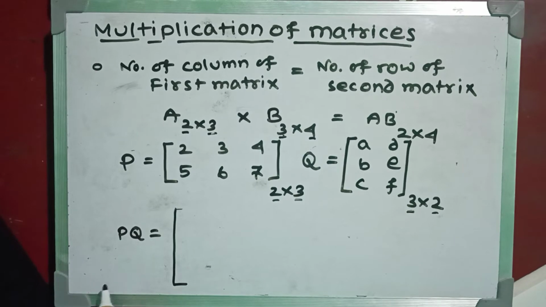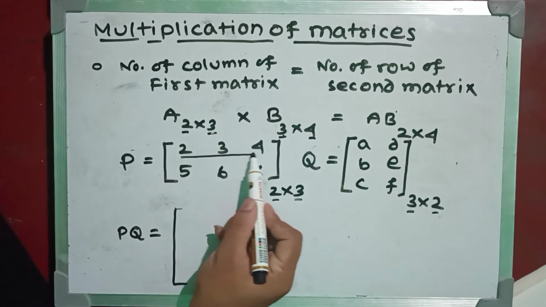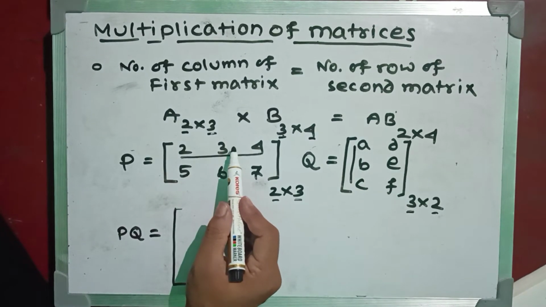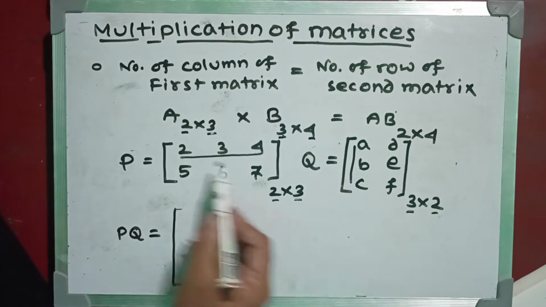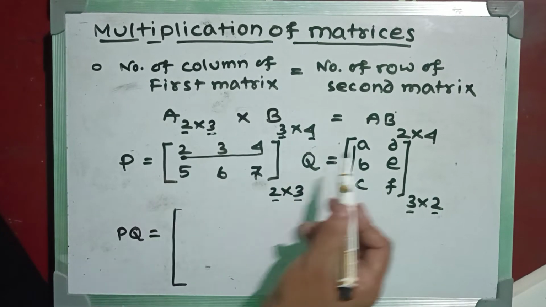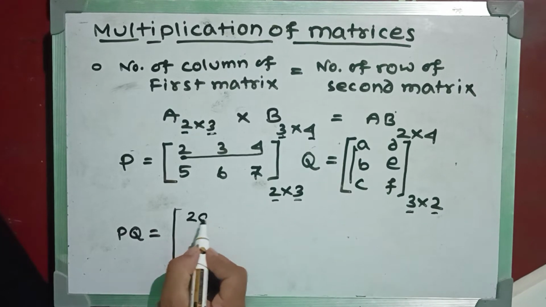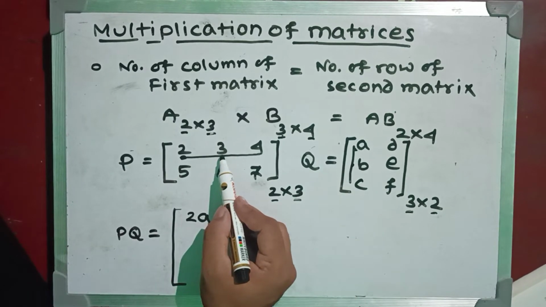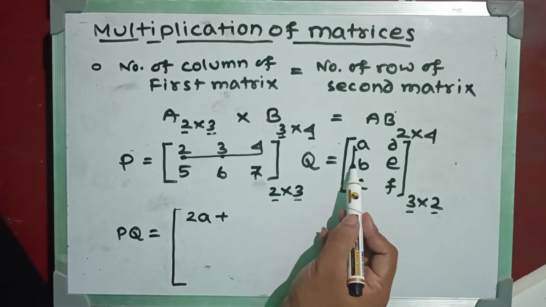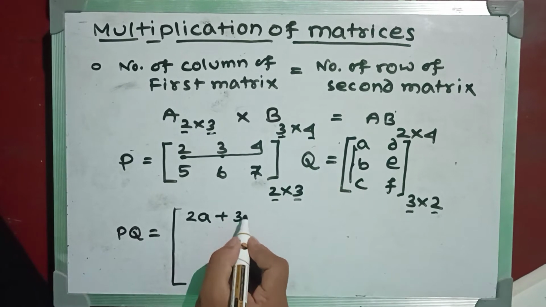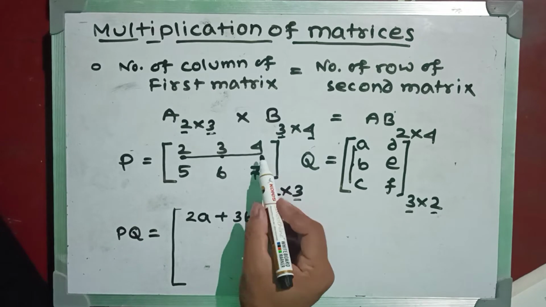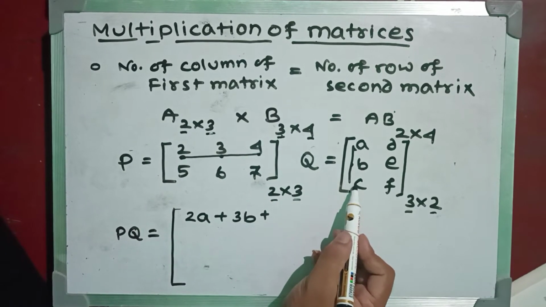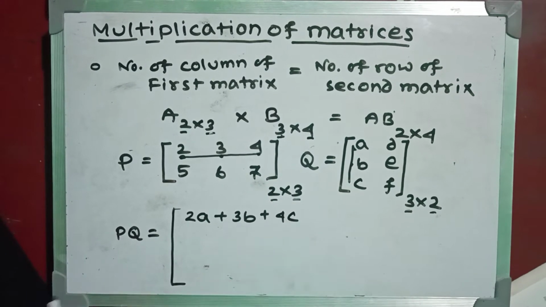So for multiplying PQ, what we have to do? We have to multiply this row with this first column. We have to multiply the elements of the first row with the elements of the first column. So the first element is 2, we will multiply 2 cross A, 2A plus 3 cross B, the second element of the first row and the second element of the first column. So it's 3B. Now we will add the third element of the first row and the third element of the first column. So it's 4C.